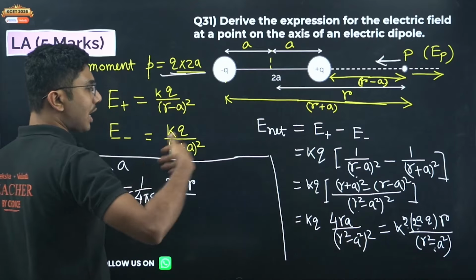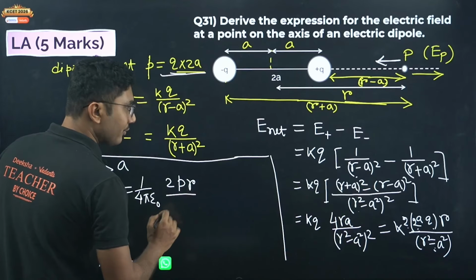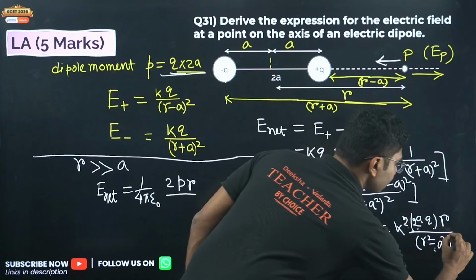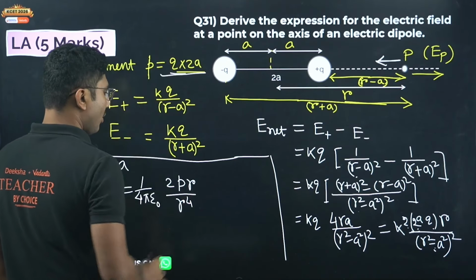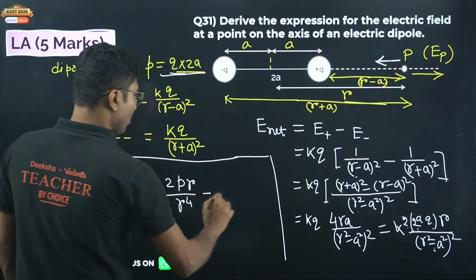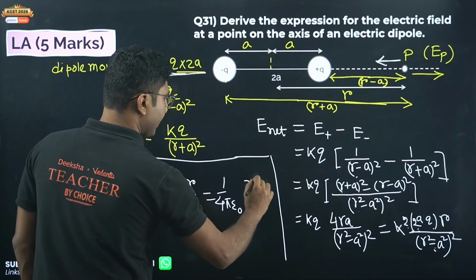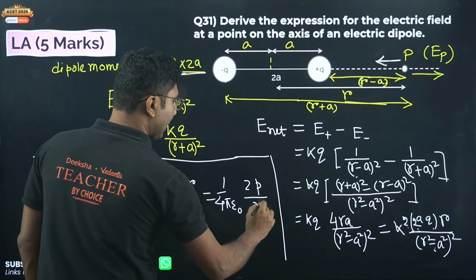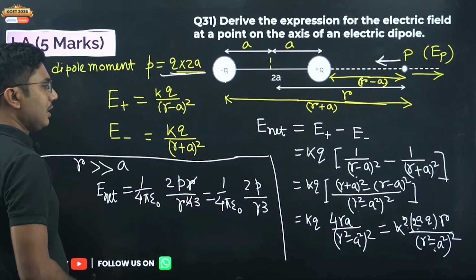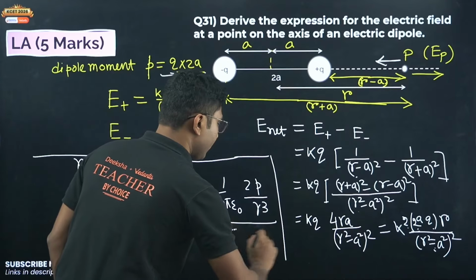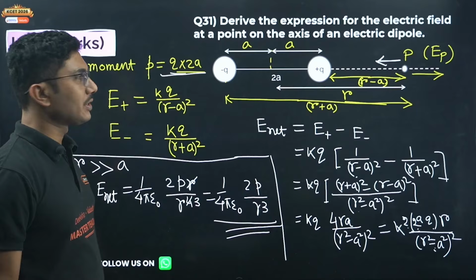So compared to R square, A square is much smaller, so we can ignore that, and we can write this as R square to the power square, that is R to the power of 4, or this can be written as 1 by 4 pi epsilon naught, 2p divided by r cube. One r cancels, right? So this is the expression for electric field due to a dipole on its axis. So if you do this derivation, full 5 marks you will get.